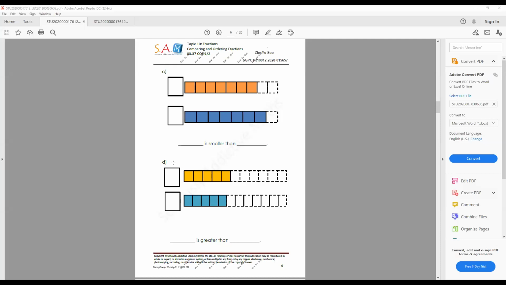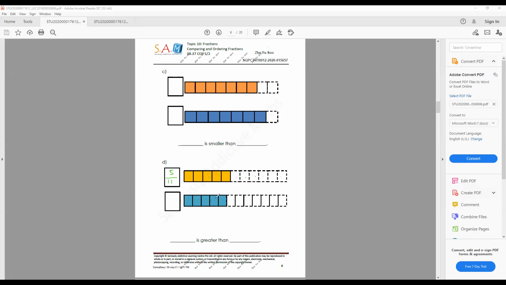All right, let's do D now. Question D. In order to do this, you need to find the fractions first. You find out the number of parts first. What is the numerator? The numerator is 1, 2, 3, 4, 5. What's the denominator, which is the total number of parts? 1, 2, 3, 4, 5, 6, 7, 8, 9, 10, 11. So it's 11.